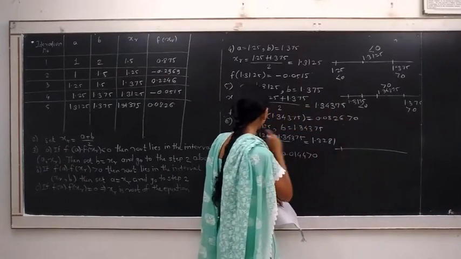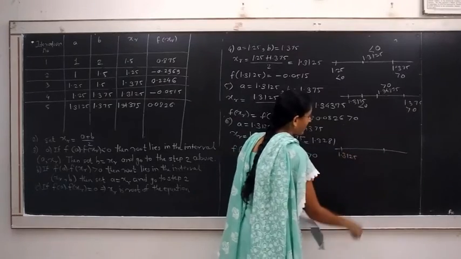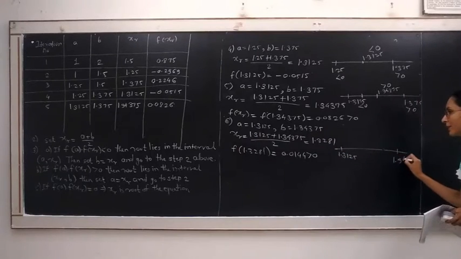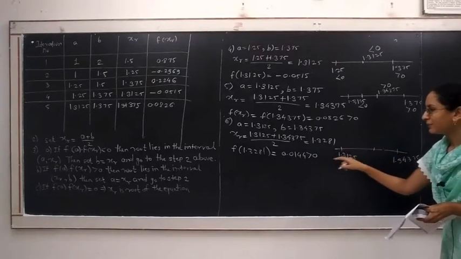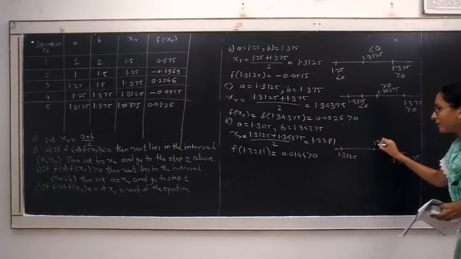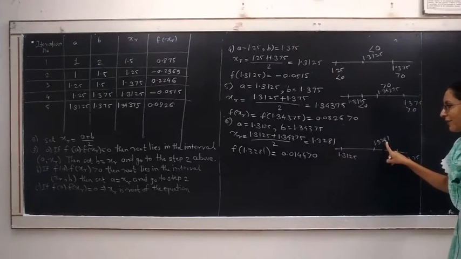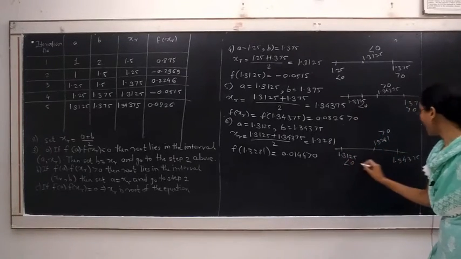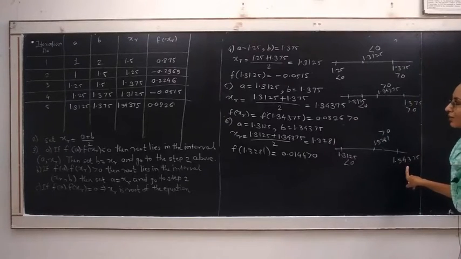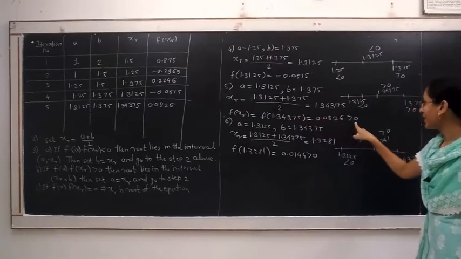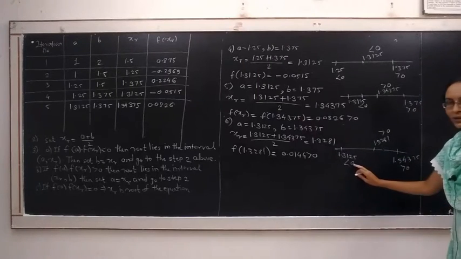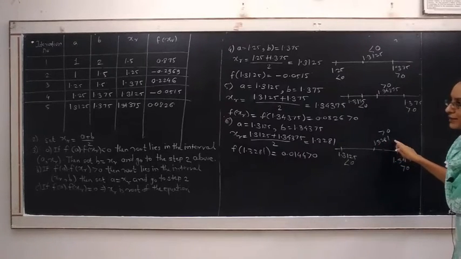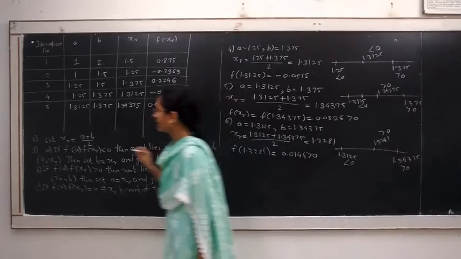We have A is equal to 1.3125 and B is equal to 1.34375. In between them, the value of XR is 1.3281. For this value, F gives positive sign. For this value, F gives negative sign. And for this number 1.34375, f takes positive sign. Therefore, root lies in between 1.3125 to 1.3281.